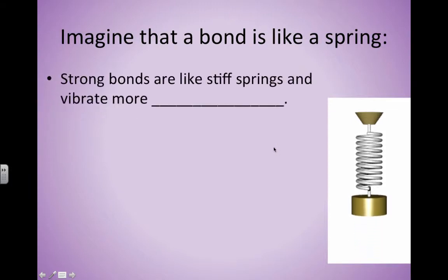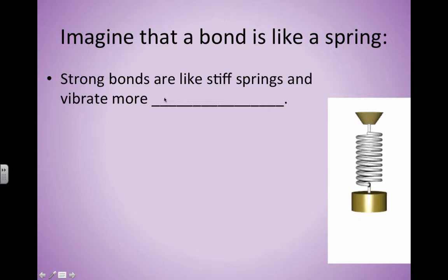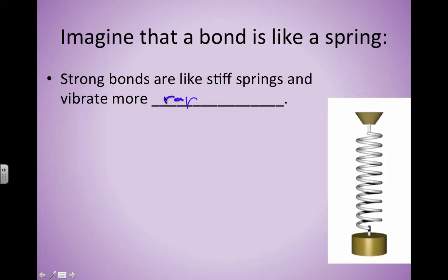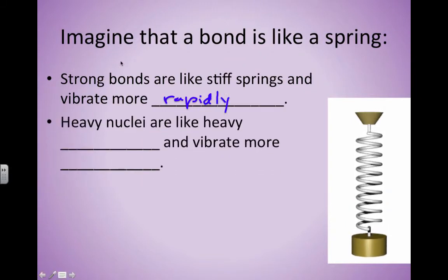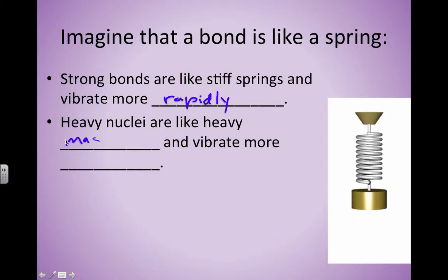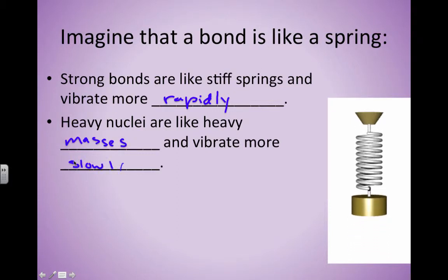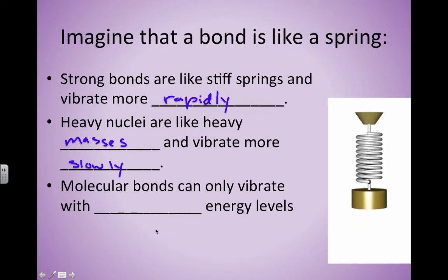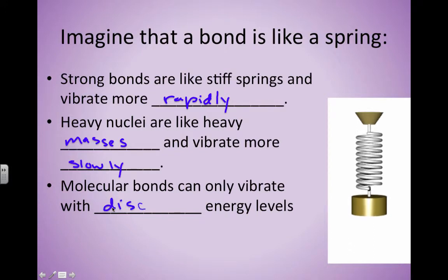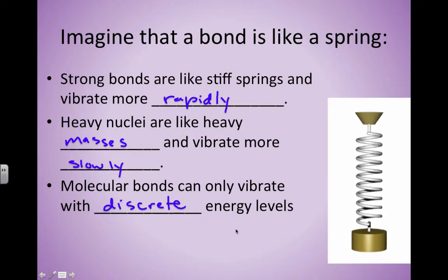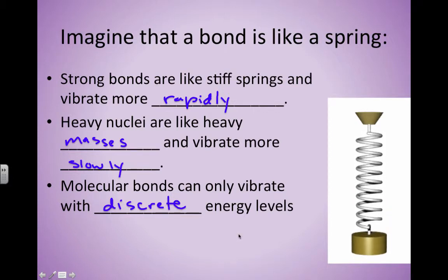Imagine that a bond is like a spring. Strong bonds are like stiff springs, and they would vibrate more rapidly. Heavy nuclei are like heavy masses attached to our spring, and they would vibrate more slowly. We can distinguish one type of bond from another. Molecules can only vibrate with discrete energy levels. That means not every energy makes the bonds move like this, only certain ones.